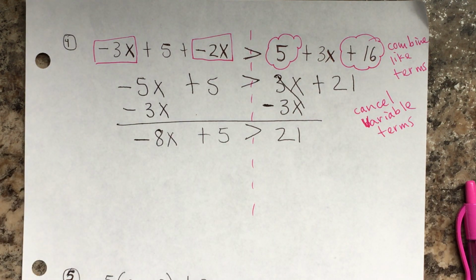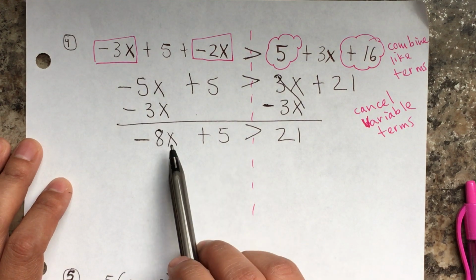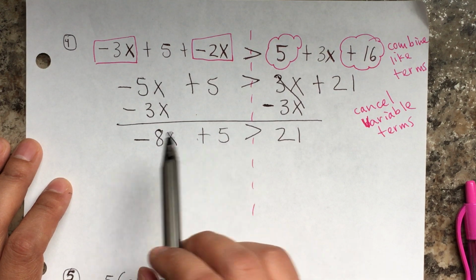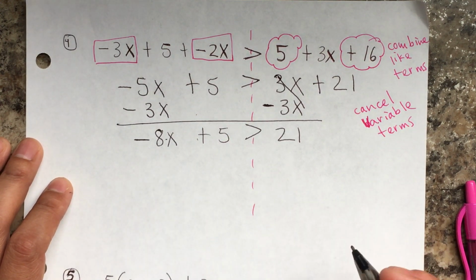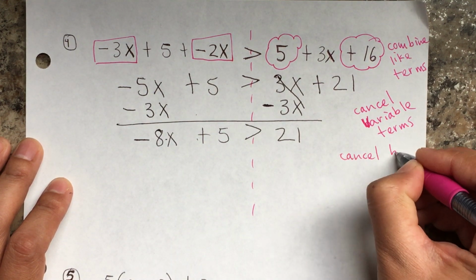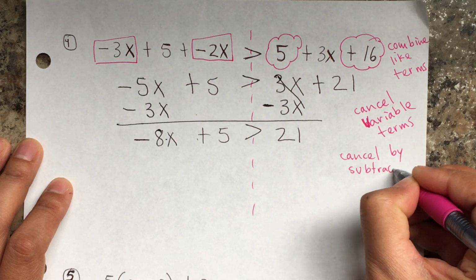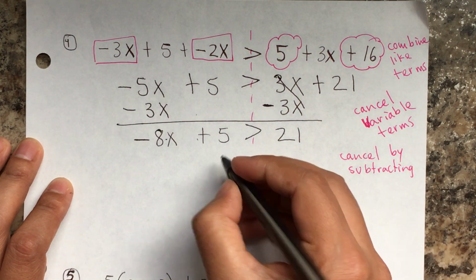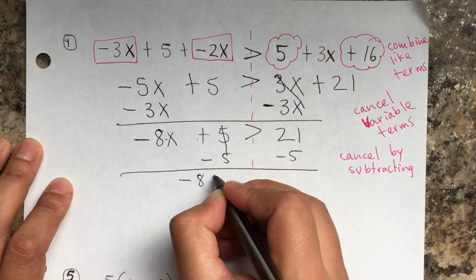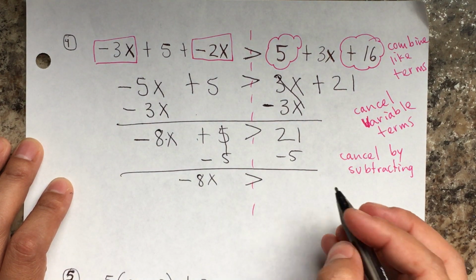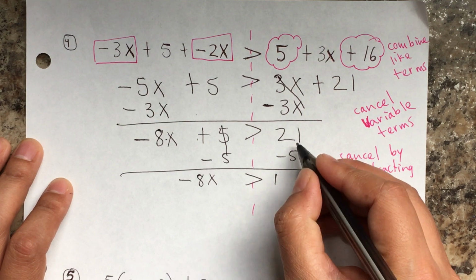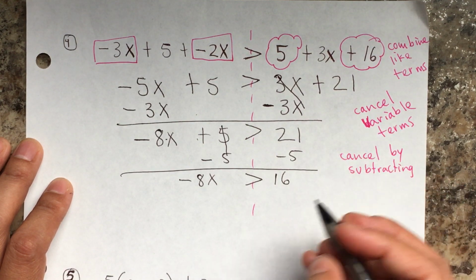Now this looks more like the simple ones that we work with. When you have a variable on one side, then you just start canceling the addition and subtraction first, and multiplication and division last. So in here, we're going to cancel by subtracting. Minus 5, cancel. Negative 8x is greater than, we're just subtracting, so we don't change. And so this is going to be 21 minus 5 is 16.